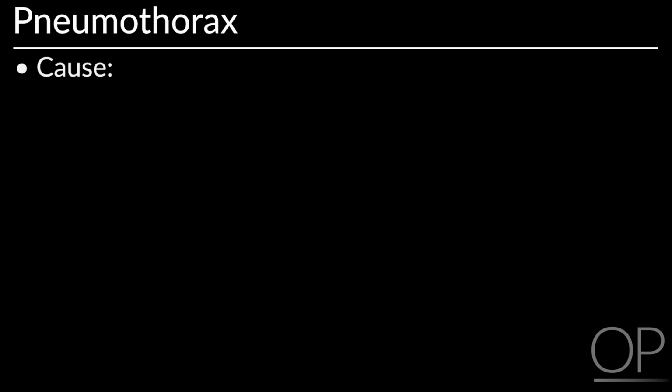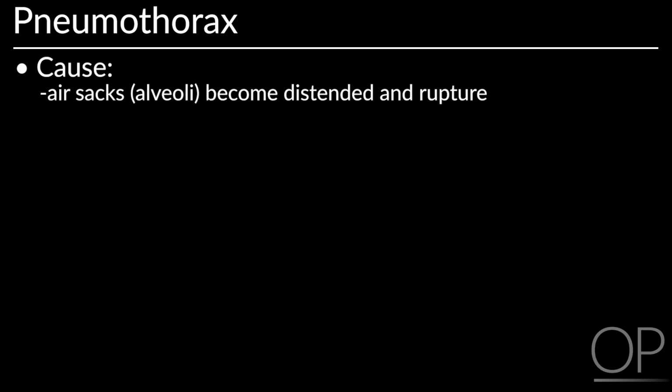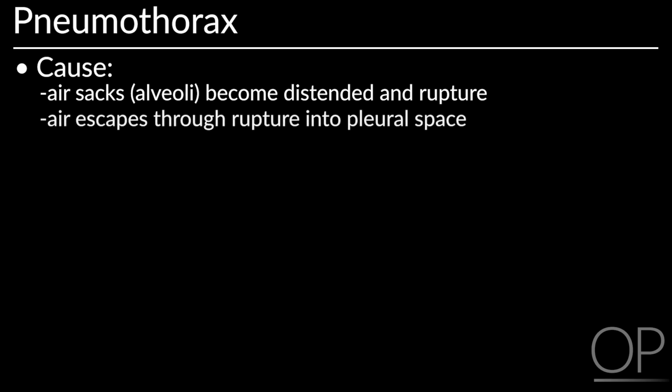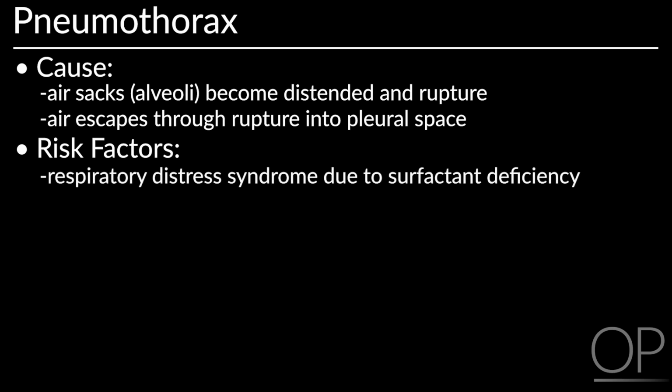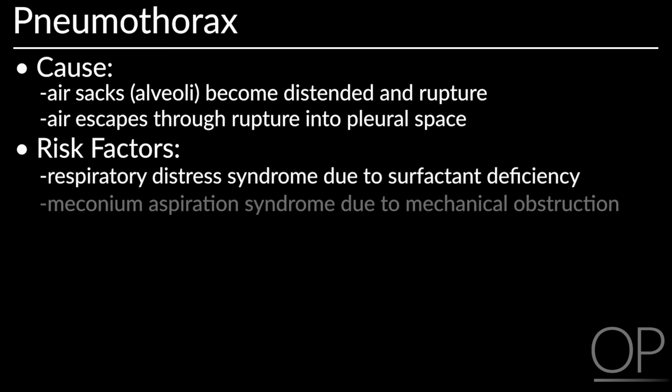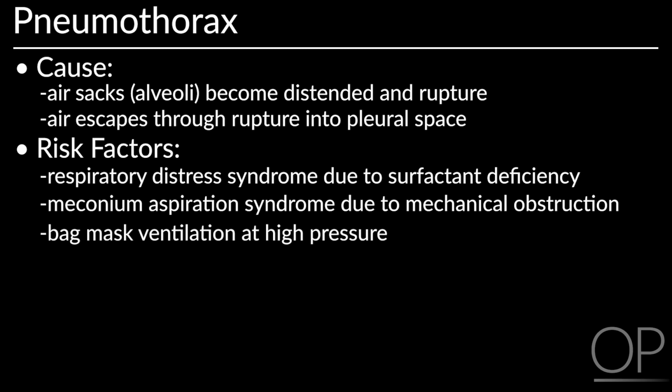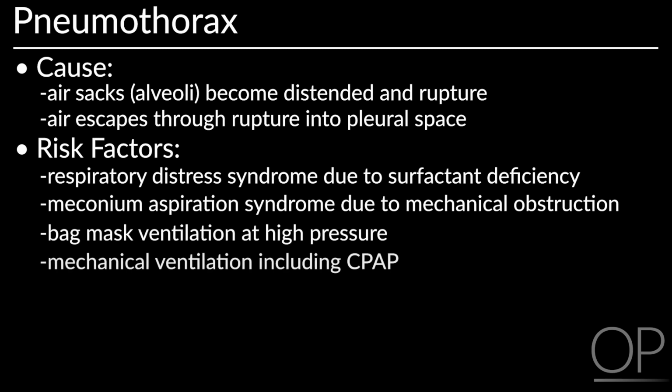Pneumothorax can be caused by air sacs, or alveoli, becoming distended and rupturing. Air escaping through the rupture and into the pleural space can cause partial or full lung collapse. Risk factors for pneumothorax include respiratory distress syndrome due to surfactant deficiency, meconium aspiration syndrome due to mechanical obstruction, bag mask ventilation at high pressure, and mechanical ventilation, which includes CPAP.